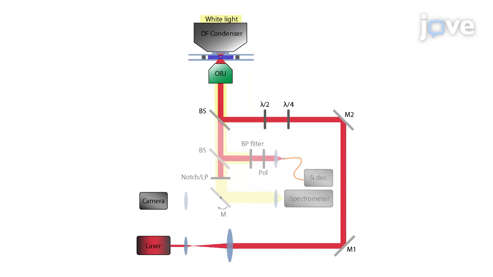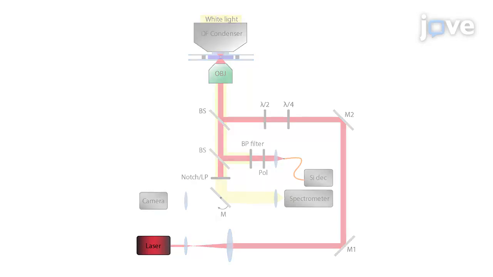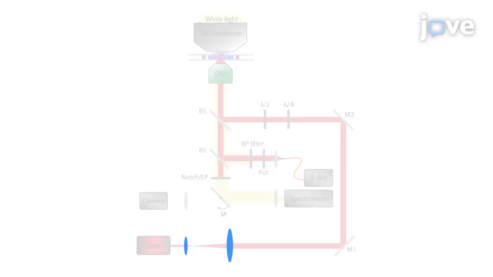Choose a 660 nanometer linearly polarized laser with a stable output power of up to 500 milliwatts. Use lenses in a Keplerian telescope configuration to expand the beam. Use mirrors in kinematic mounts to direct the laser beam to the microscope.